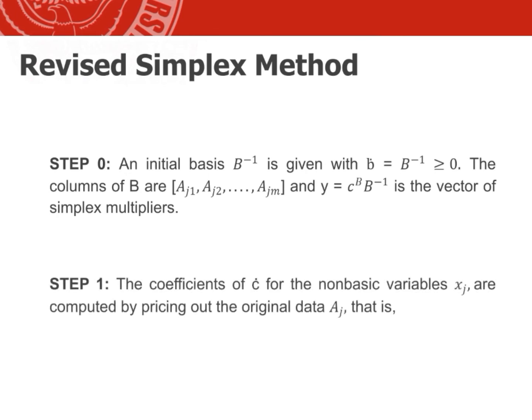Step 1. The coefficients c̄_j for the non-basic variables x_j are computed by pricing out the original data a_j, that is, c̄_j = c_j - y a_j = c_j - the sum from i = 1 to m of y_i a_ij for j non-basic. If all c̄_j are less than or equal to 0, then stop. We are optimal. If we continue, then there exists some c̄_j greater than 0.